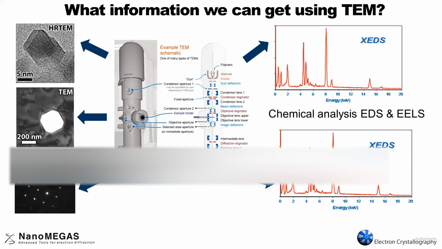Because the wavelength of the electrons is much shorter than that of light, the optimal resolution obtained in TEM images is higher by orders of magnitude than in a light microscope.